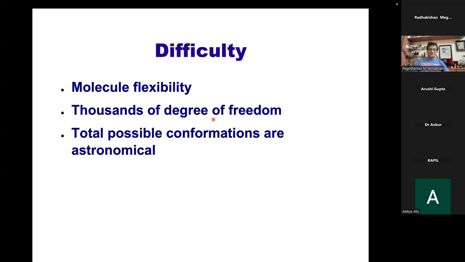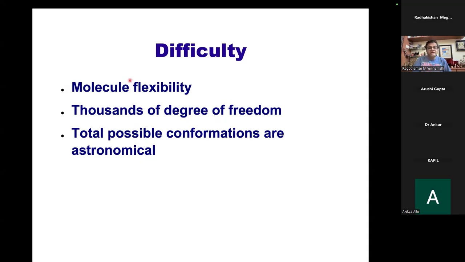So when you have multiple rotational bonds or multiple angles, torsional angles as we call them, you add more complexity and more flexibility. For any small molecule, you will have at least 4 or 5, at the maximum 30 rotational bonds. So that adds thousands of degrees of freedom.